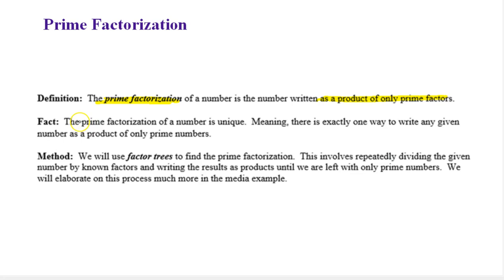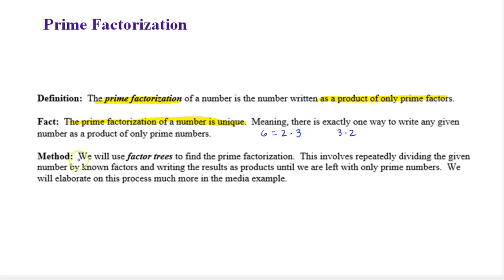The prime factorization of a number is unique. Meaning there is exactly one way to write any given number as a product of only prime numbers. We could write the numbers in different orders, but there's only one way to do it. So for example, 6's prime factorization is 2 times 3. It does not have any other prime factorization. Yes, we could write 3 times 2, but these are really equivalent.